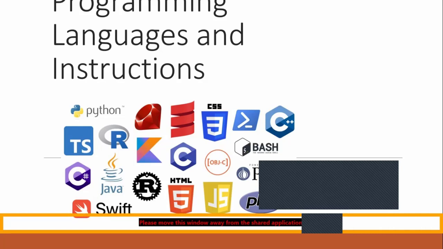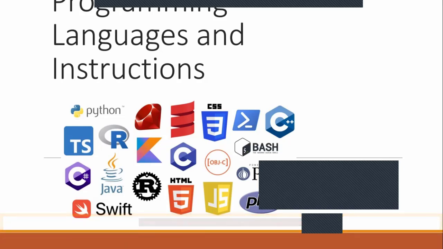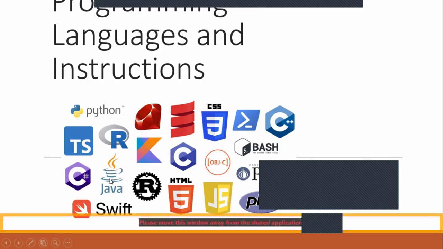I have this nice diagram here. I believe you can see. These are images of various programming languages that we have. We have C++. That is what we are going to be focusing on in our subsequent discussions. We have TypeScript. We have Python. We have R. We have Kotlin. We have C. We have Java. We have PHP. We have Ruby. There are so many of them.